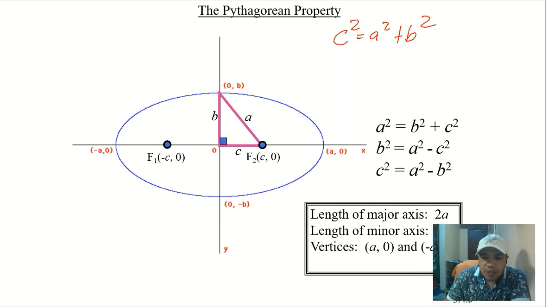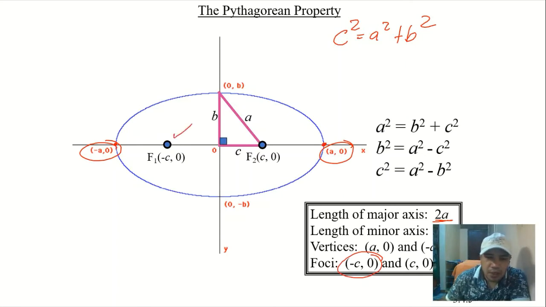So another things to remember is the length of the major axis. So later on, we will show the major axis is 2a. The length of the minor axis is 2b. Vertices, this point, is (a, 0). Right now kasi nasa 0, 0 yung center natin. (a, 0) and (-a, 0). Foci or focus, ito, (-c, 0) and (c, 0).